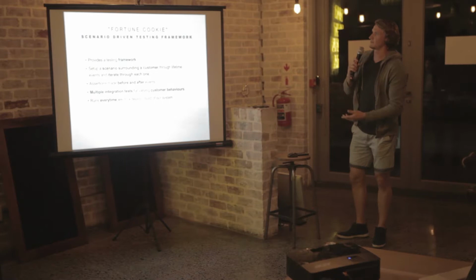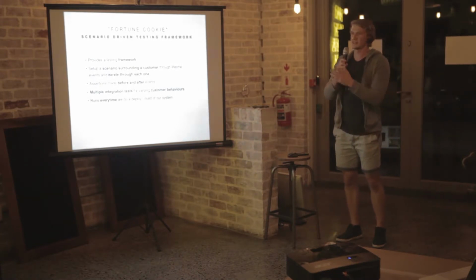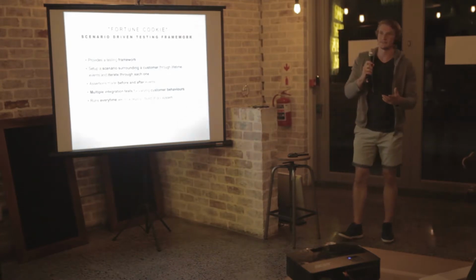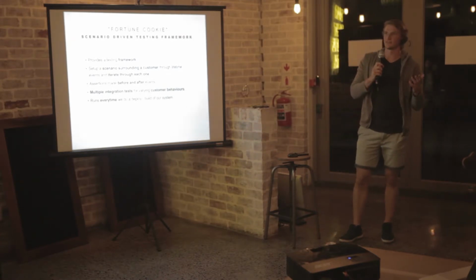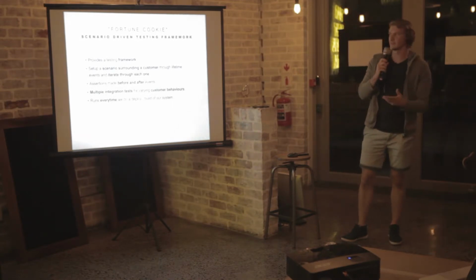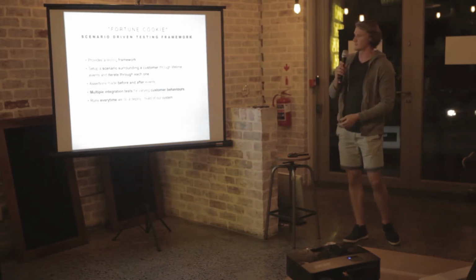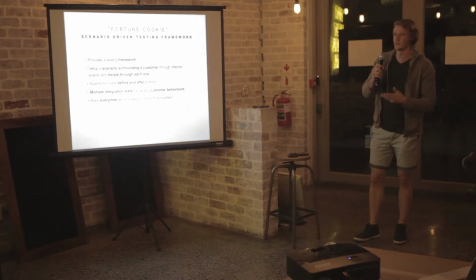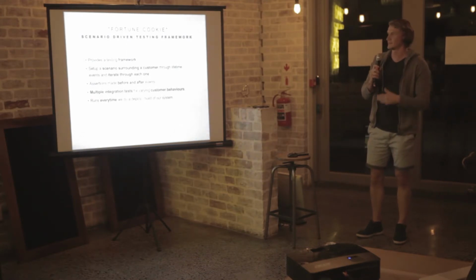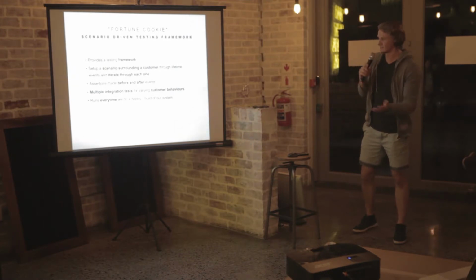What's nice about Fortune Cookie is that it allows for multiple integration tests to be run simultaneously. So we're testing the entirety of an installment loan, all the bits and pieces working together and doing their thing, and inspecting that behavior as we go along. Furthermore, it runs every time we do a deploy or a build of our system, so constantly validating that this thing is doing what we expect it to do in its entirety.